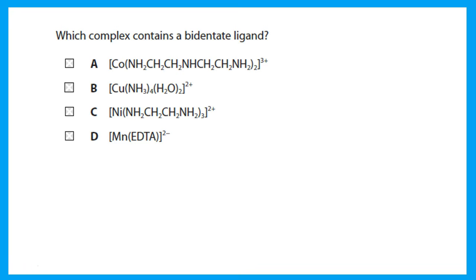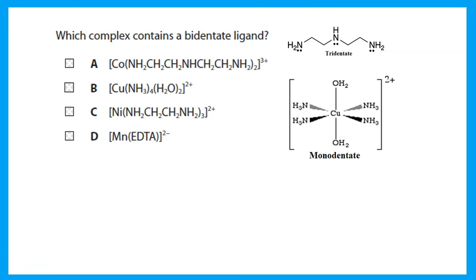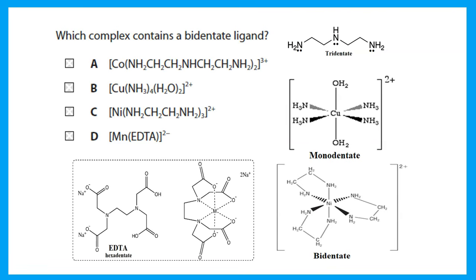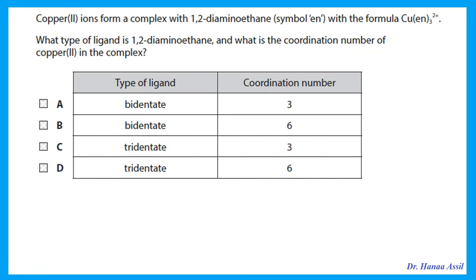Again, if you look at A, it is this kind of ligand. This has 3 nitrogens. Each of them can form a dative bond, so this is actually a tridentate ligand. Ammonia and water are all monodentate. This one that has 2 nitrogens on it is a bidentate ligand. We said EDTA is hexadentate, so the bidentate is that choice in C.